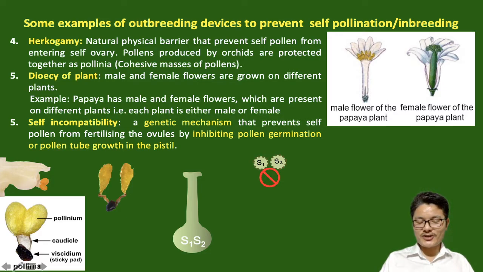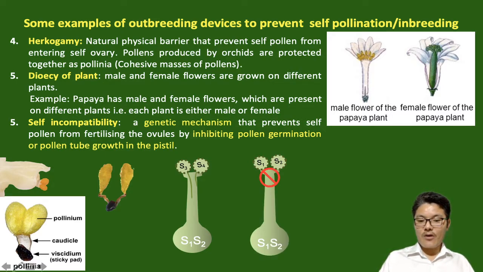There is no pollen germination of S1 and S2. Instead of that, there is germination of external pollen grains having different genotype. So there is pollen germination of S3 and S4 type of pollen grains, as the genetic makeup or genotype of the pistil is S1 and S2. So a pistil having S1 and S2 genotype will not allow the S1 and S2 type of pollen grains to germinate.